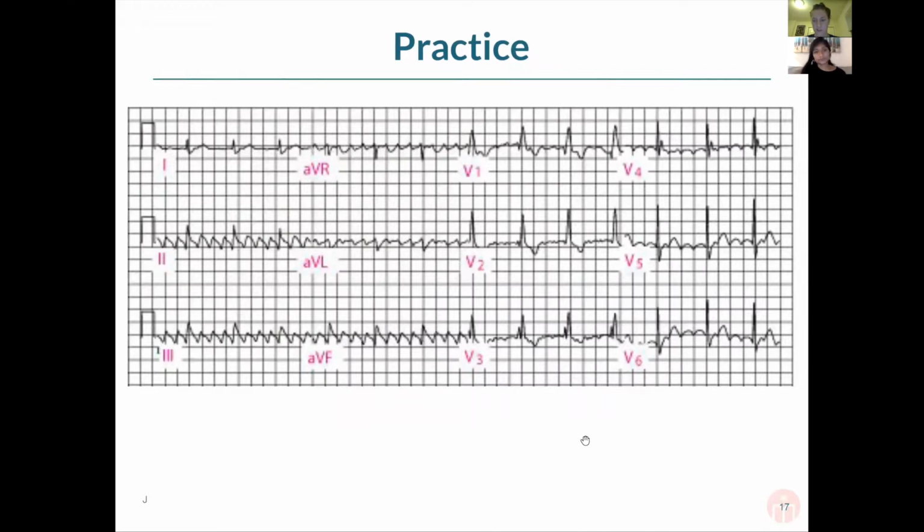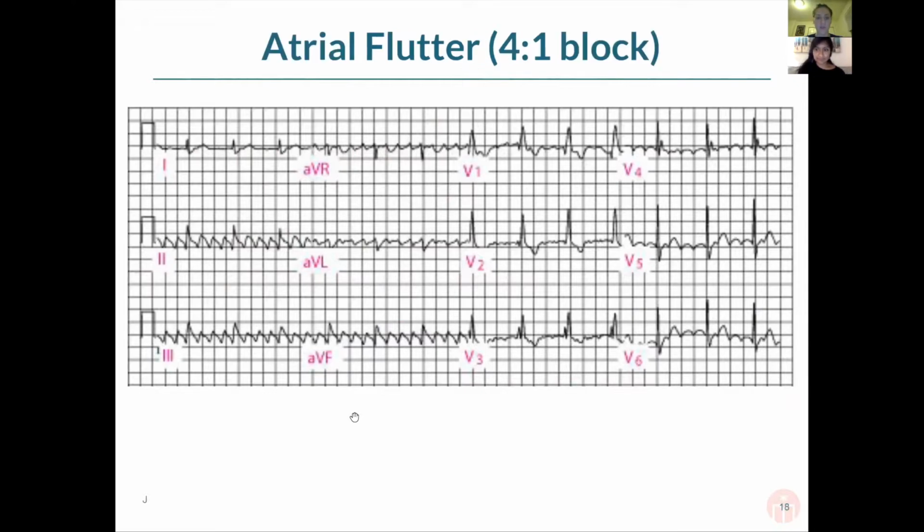So I see some answers already coming in. A lot of people are saying, yeah, someone said sawtooth, which is great. That's a key thing to look for. And the sawtooth is synonymous for atrial flutter. So yeah, A flutter is kind of what we're seeing along here. I see a lot of people giving those answers. And in particular, we're seeing A flutter with a 4-to-1 block.